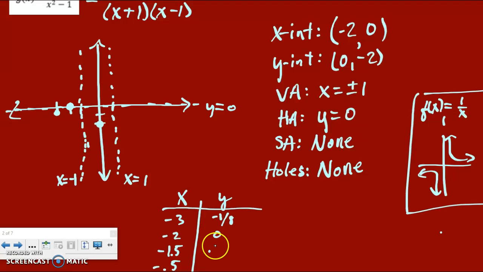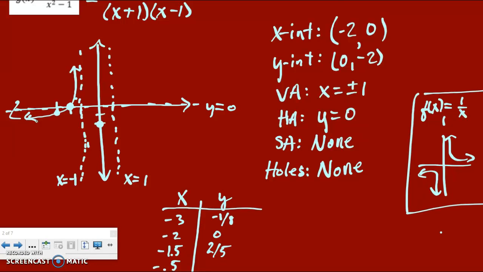So you could put 0.4. You could change it to the fraction if you wanted to, 2/5. I might do that just because decimals and fractions together are annoying. So I could graph another point on there, -1.5, 0.4. It kind of looks like that. I get a general idea of what's going on over here. And I know I can't cross that vertical asymptote, so it looks like that.